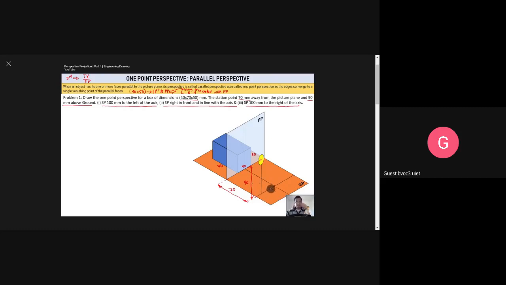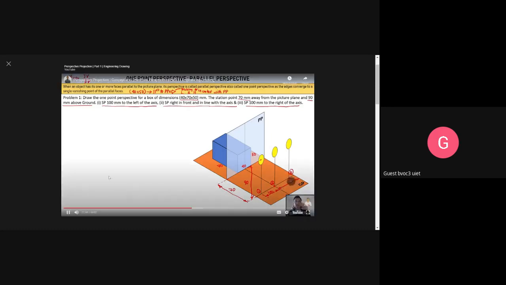Now again, there are going to be three positions. First, second, and this is the third position. If you take this central axis, how much towards the left initially? Station point 100 millimeters to the left of the axis. So this is going to be 100 millimeters. Secondly, station point right in front and in line with the axis. So this is going to be station point 1, this is going to be station point 2, and this is station point 3, which is 100 mm towards the right of the central axis. Not here, but it's going to end up somewhere here.